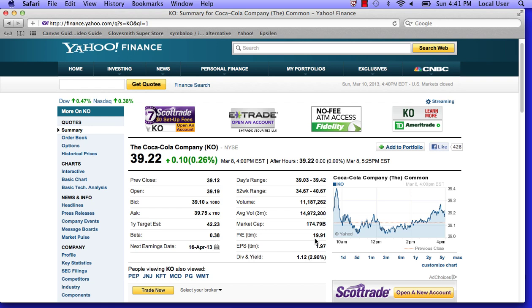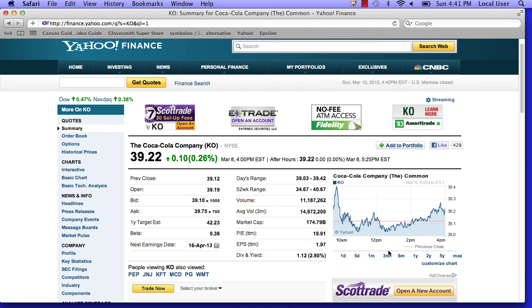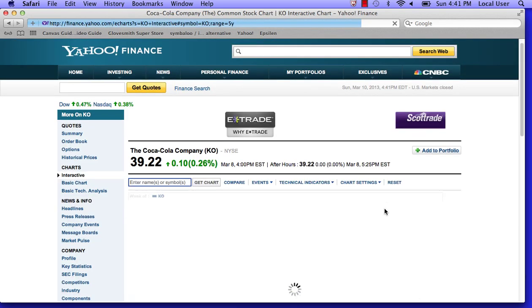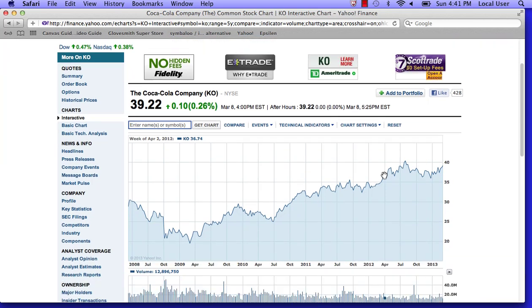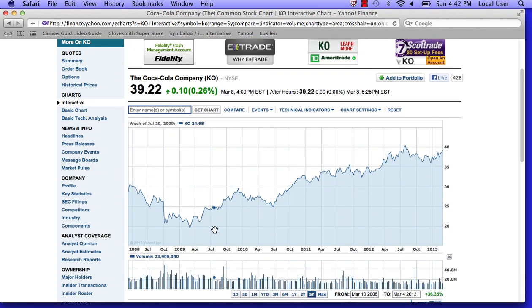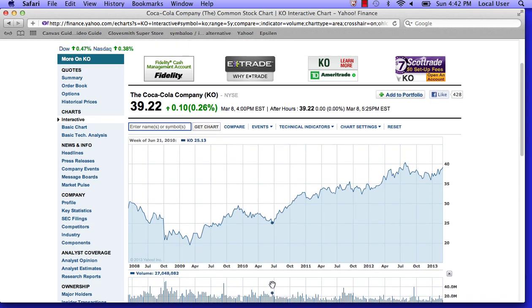The PE ratio, you'll need to research and find out what that is. And then here's kind of a graph, and you can change what the graph is for that. We can look and see what it was at for 5 years. So that's how we find out the buy price for stocks, and you can see what the stock has done over the number of years.